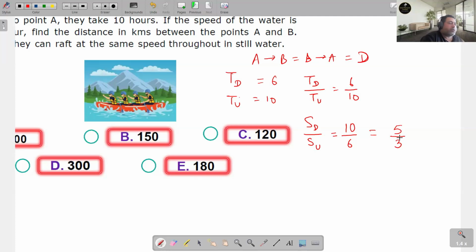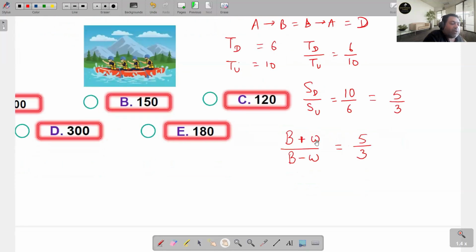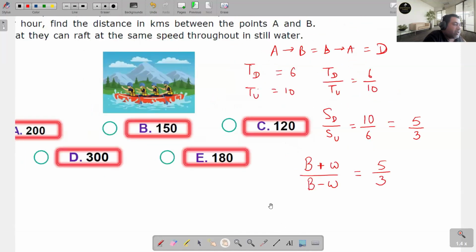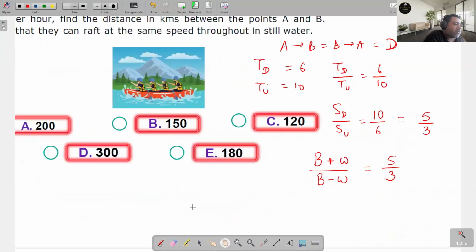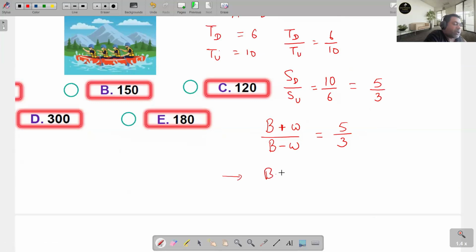All right. Now, speed of downstream is going to be boat speed plus water speed, and speed of upstream will be boat speed minus water speed, and that is 5 by 3. They've also given what is water speed, right? Which is given here in the question, that the water speed here is 5 kilometers per hour. We can replace the value of water speed here. So B plus 5 by B minus 5 is equal to 5 by 3.